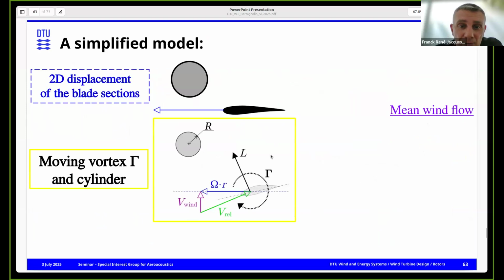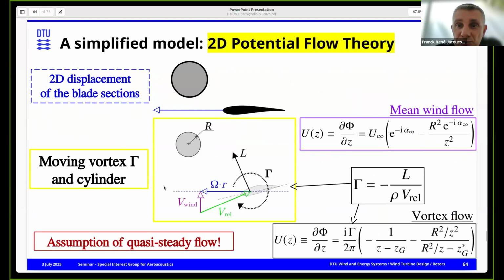Now we model our airfoil as a vortex. So basically, here in a 2D plane, you have the tower, and you have a moving vortex. And from there, we use 2D potential theory.